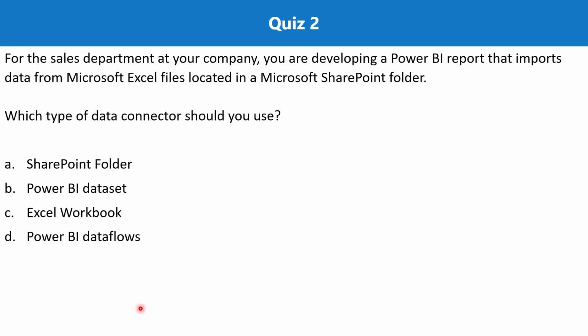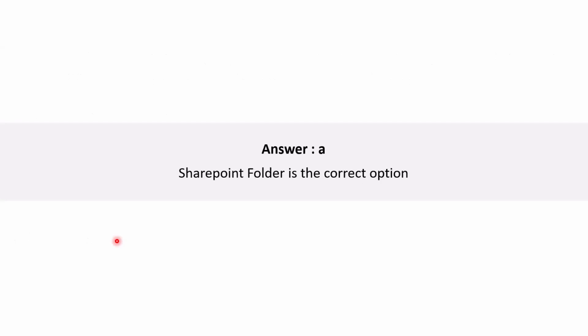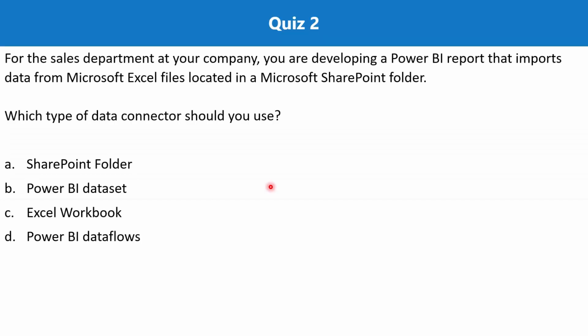Question 2 states: for the sales department at your company, you are developing a Power BI report that imports data from Microsoft Excel files located in a Microsoft SharePoint folder. Which type of data connector should you use? The four options are SharePoint folder, Power BI dataset, Excel workbook, Power BI data flows. The answer to this question is option A, SharePoint folder. We have actually covered this in a lot of detail.